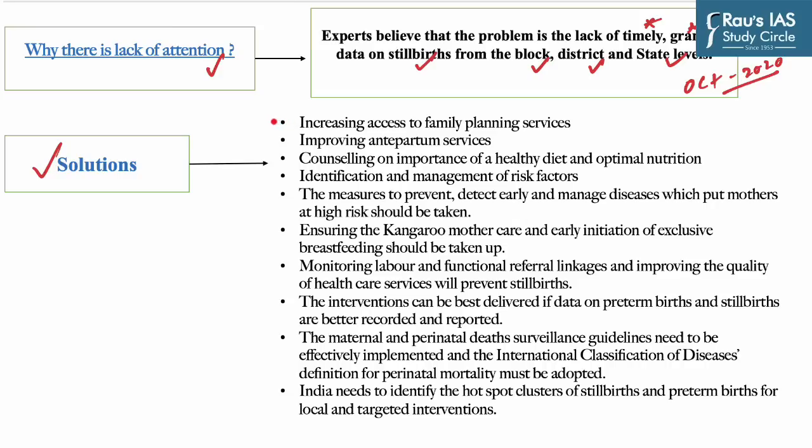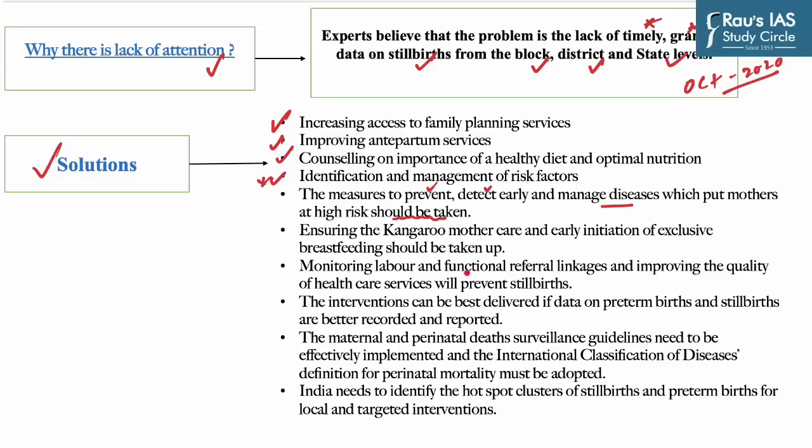First is increasing access to family planning services. Second is improving antepartum services such as health and nutrition, including the intake of iron folic acid by pregnant mothers. Another suggestion is providing counseling on the importance of a healthy diet and optimal nutrition. The author says the identification and management of risk factors is of paramount importance. The author says that measures to prevent, detect early and manage diseases which put mothers at high risk, like diabetes, hypertension, obesity and infections, should be taken.